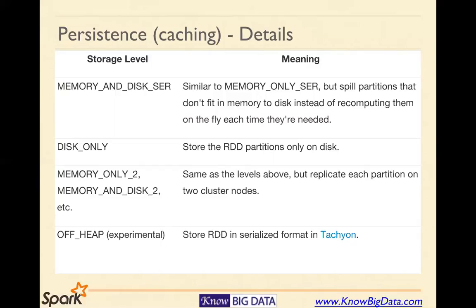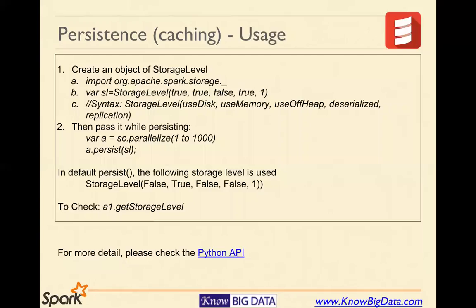while caching, how many copies do you want? So we have 4 arguments: whether you want to keep it in memory, whether you want to keep it in disk, whether you want to keep it serialized, or how many copies do you want. And there is one more, experimental.